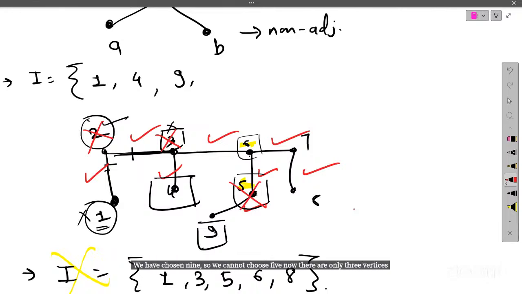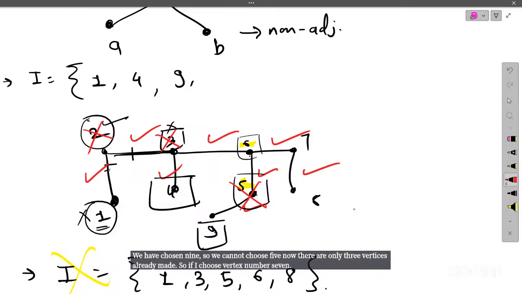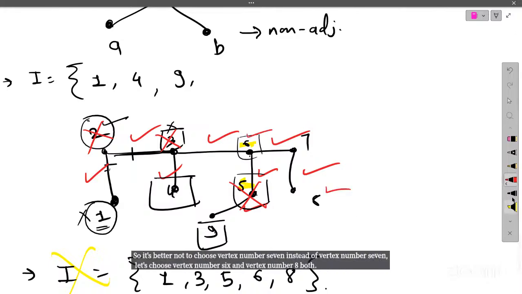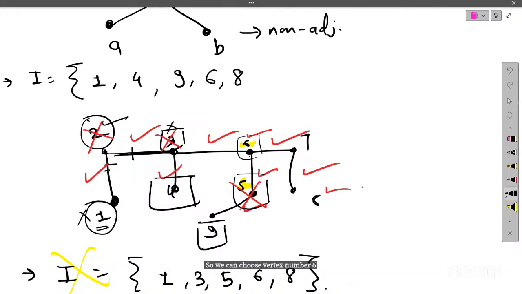So if I choose vertex number 7, I cannot choose vertex number 6 or vertex number 8 too. So it's better not to choose vertex number 7. Instead of vertex number 7, let's choose vertex number 6 and vertex number 8 both. Right? So we can choose vertex number 6 and vertex number 8.